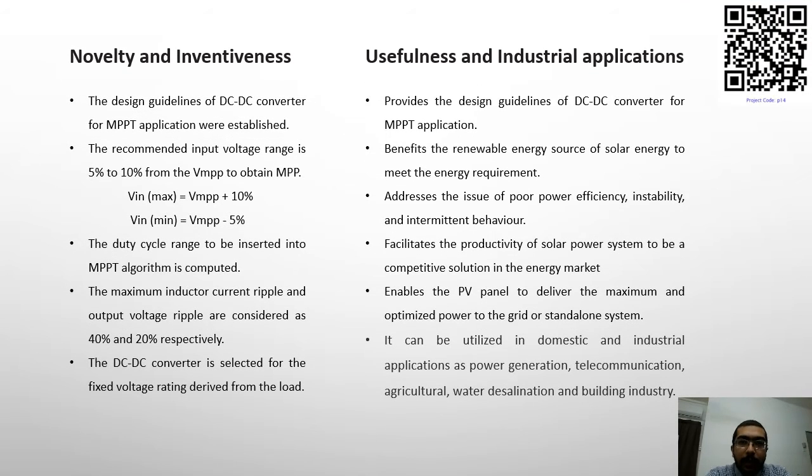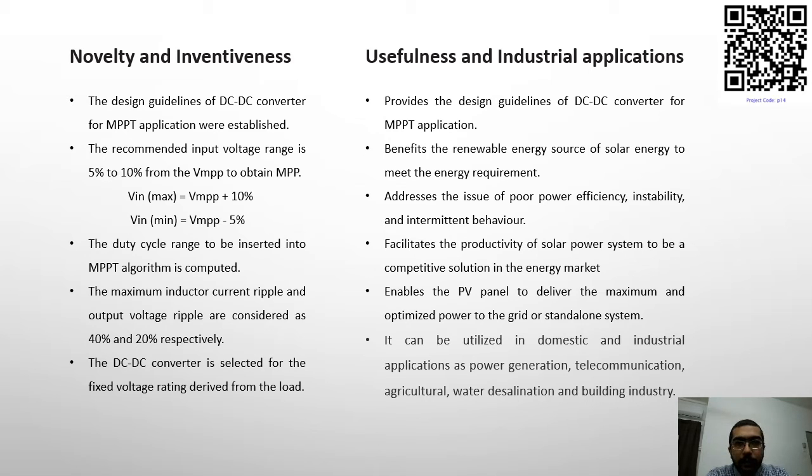For the novelty and inventiveness of this project, the design methodology of DC-DC converter for MPPT application was accomplished, which fulfilled the objectives of this project. Based on the detailed analysis, it can be recommended that the input voltage range should lie between 5% to 10% from the VMPP. The second step is to identify the range of duty cycle to be inserted into the MPPT algorithm based on the Vin max and Vin min values and the Vout rating that is derived from the load connected to the system.